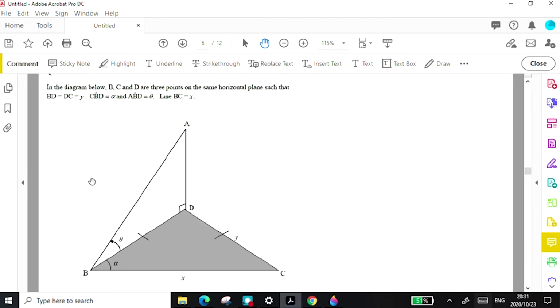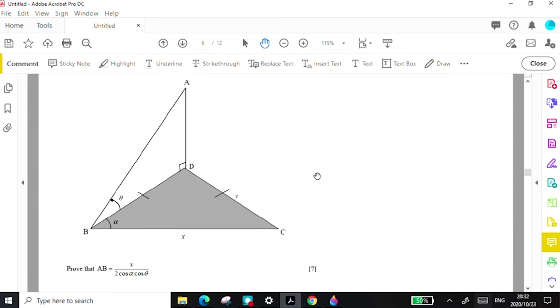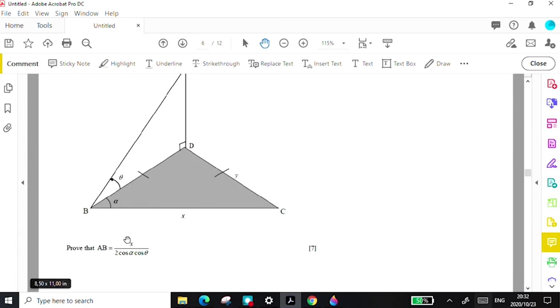And for number 7, we have a diagram. B, C, D are 3 points on the same horizontal plane, such that BD is equal to DC, which is equal to 1. DBC is equal to alpha, and ABD is equal to theta. Then BC is equal to x. We are required to prove that AB is equal to x divided by 2 cos alpha cos theta.